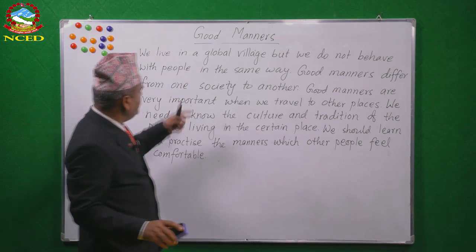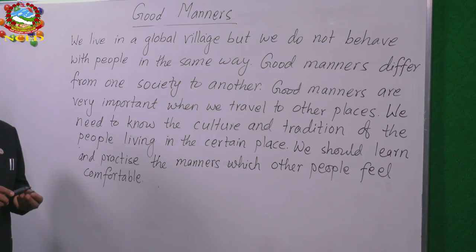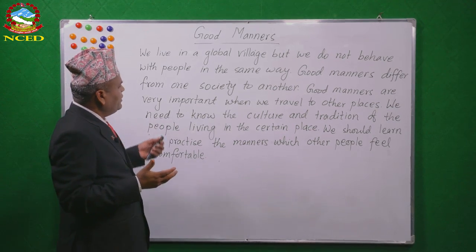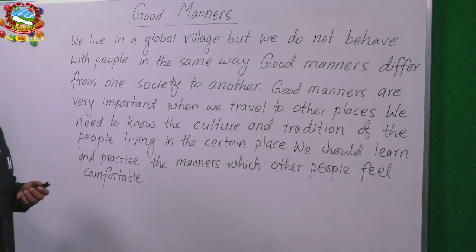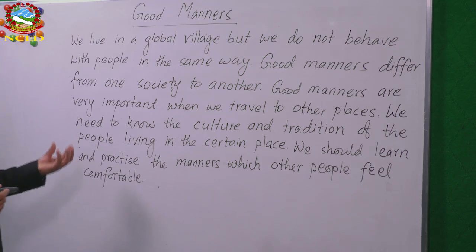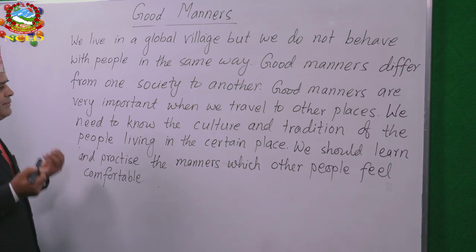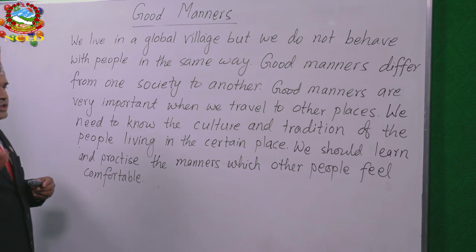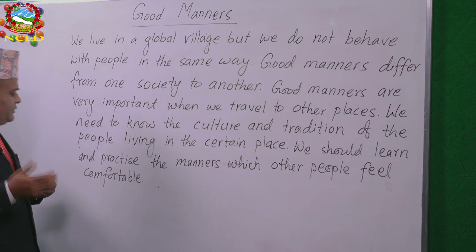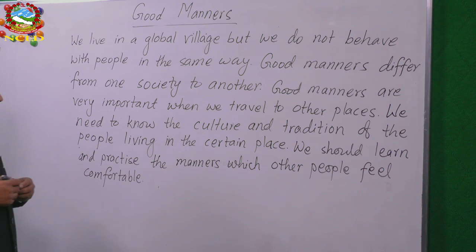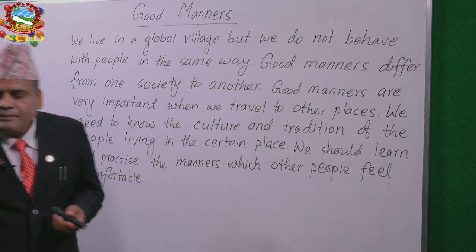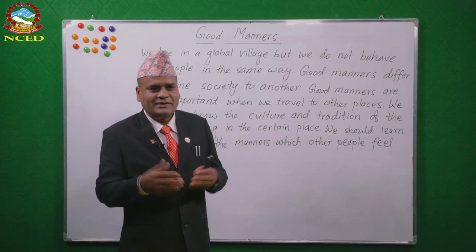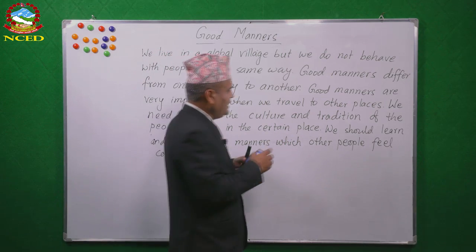And after this, okay, here now, I would like to repeat again. This is the body part of the essay. In the body part, what do we write? We write the description of the topic, right? We live in a global village, but we do not behave with people in the same way. Good manners differ from one society to another. Good manners are very important when we travel to other places. We need to know the culture and tradition of the people living in a certain place. We should learn and practice the manners with which other people feel comfortable. That means, if we try to practice odd or strange culture, people may not feel good. So wherever we go, we need to practice that. Okay?